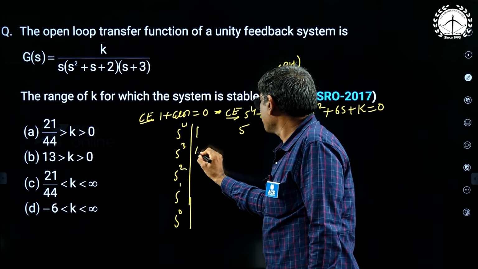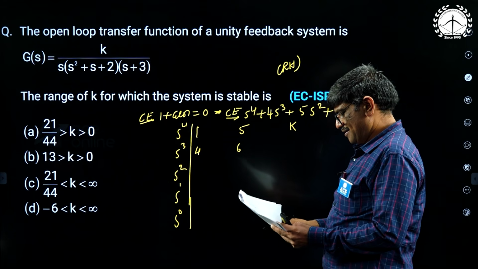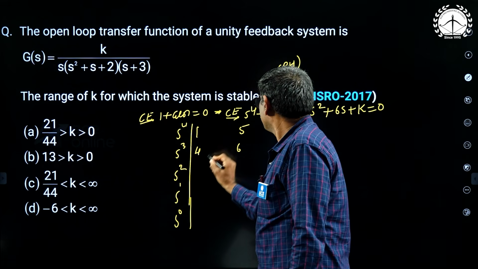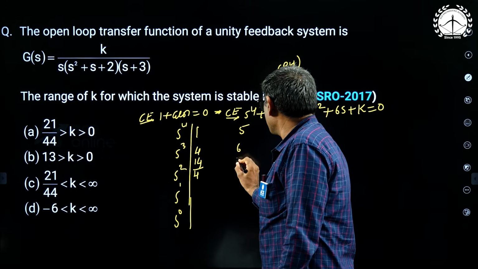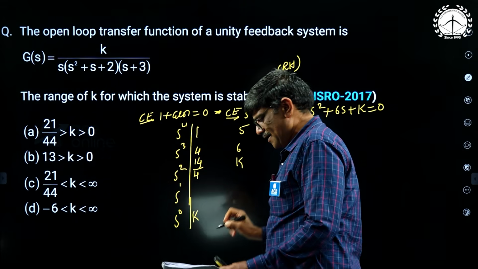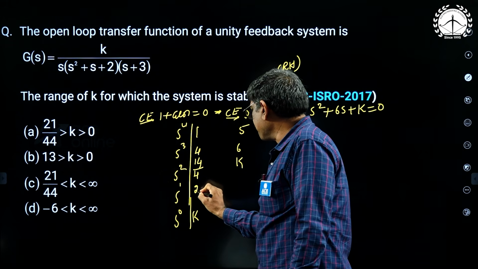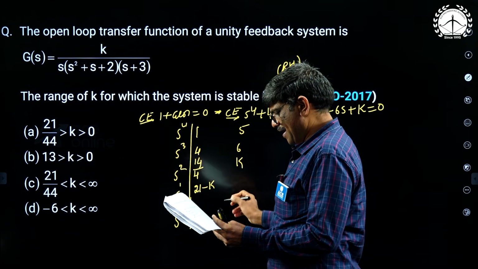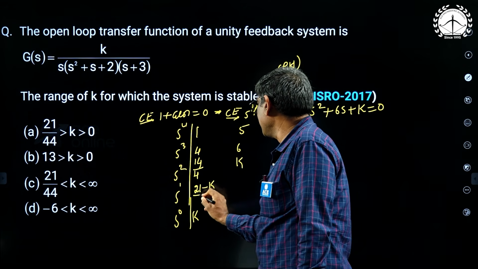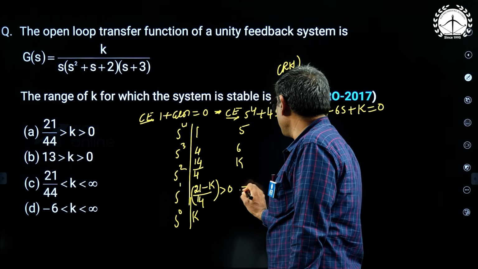Next year 4, here alternate 6. Then you solve here, you will get 20 minus 14, 14 by 4. Here you will get K, here you will get K. And then you solve here, you will get 21 minus K. 21 minus K divided by 14 greater than 0, you will get it. 14 which is greater than 0, you solve it.